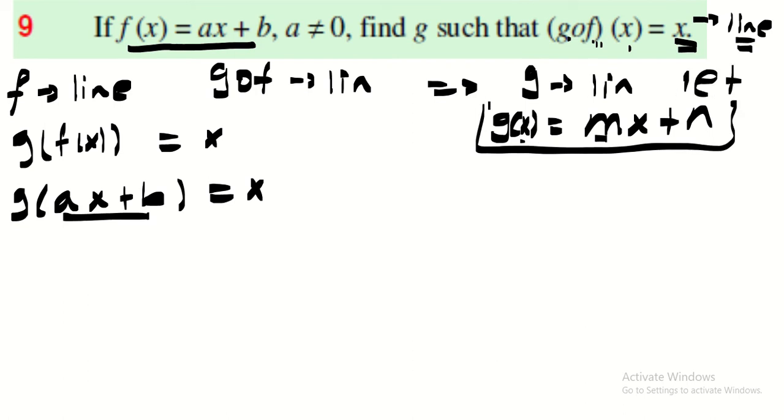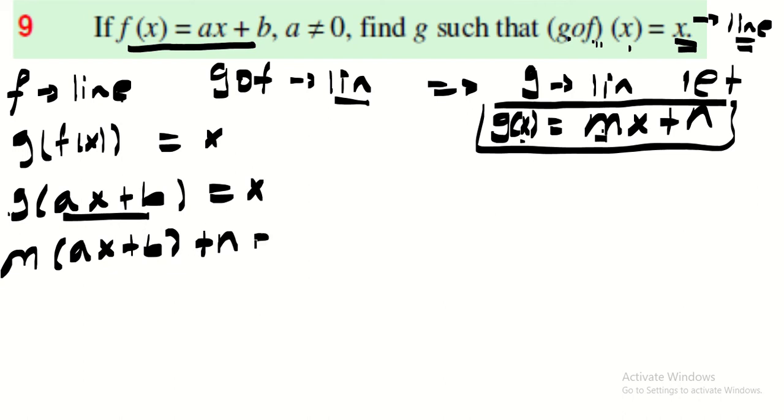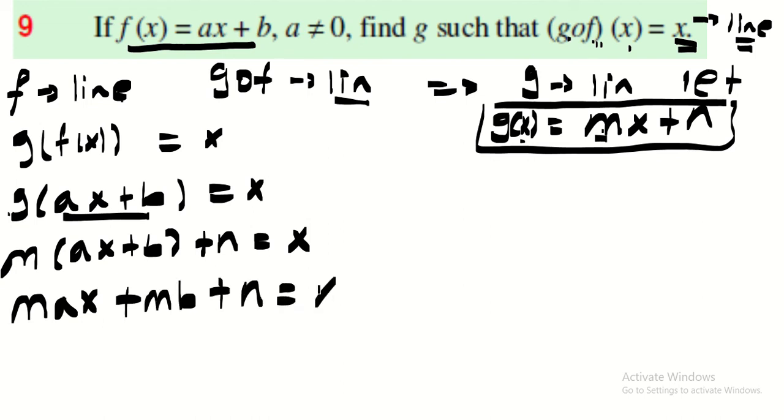What does g do? It will multiply by m, because g of x means mx plus n. Logically, f is linear, we said, and the composition of g and f is also linear, so necessarily g must be linear. So from that we start and we say g of x, let it be mx plus n. Then what does g do? Multiply by m, then add. So m times ax plus b, then plus n is equal to x. Then finish it: max plus mb plus n is equal to x.